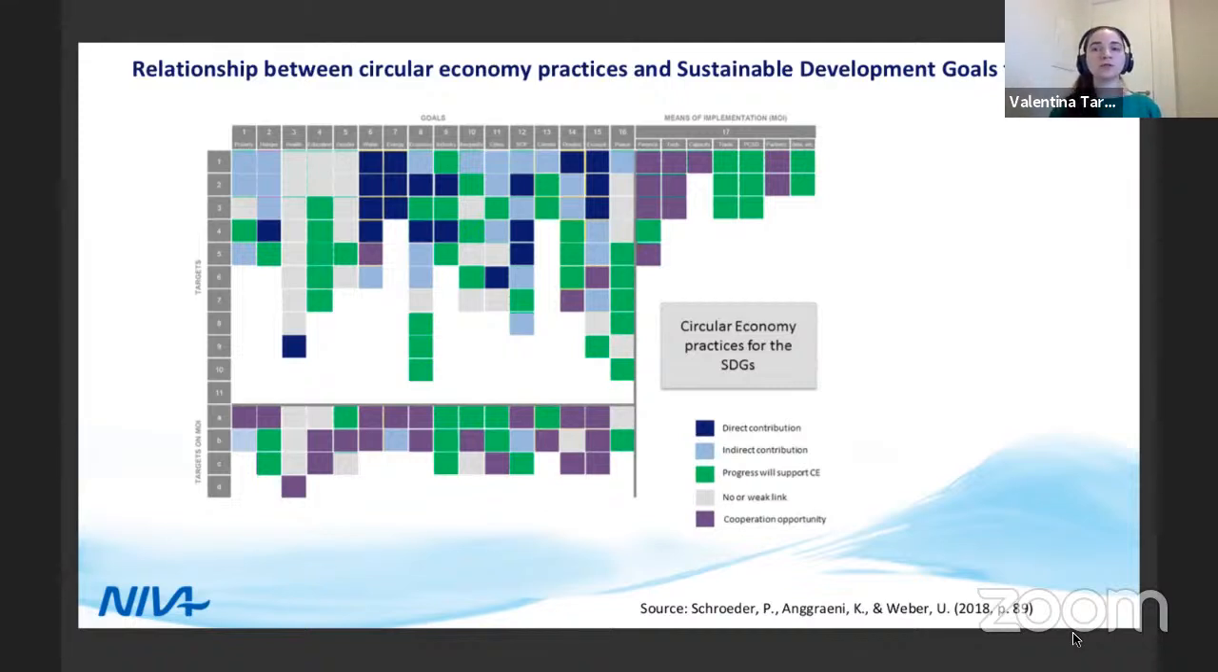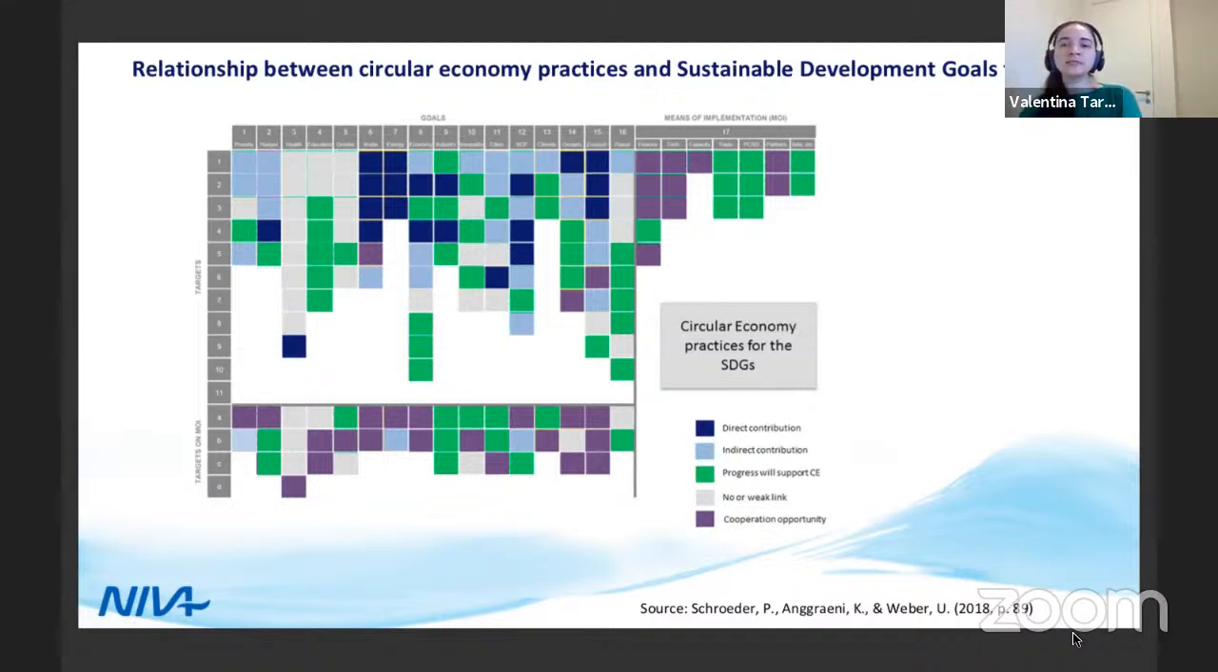to clean water and sanitation, SDG 7, which refers to affordable and clean energy, SDG 8, decent work and economic growth, SDG 12, responsible consumption and production, and SDG 15, life on land. All these SDGs have high scores for both direct and indirect contribution.